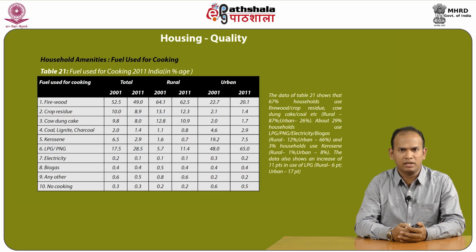or coal, etc. In case of rural, the percentage is 87%, while in case of urban, it's 26%. About 29% households use LPG or PNG or electricity or biogas. In case of rural, the percentage is 12%, while in case of urban, it is 66%. And 3% households use kerosene. In case of rural, the percentage is 1%, while in case of urban, it's 8%.